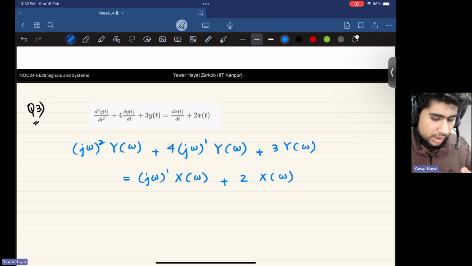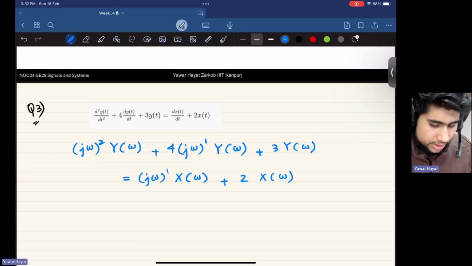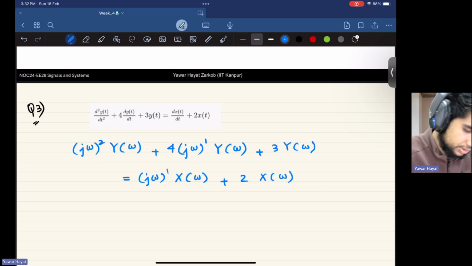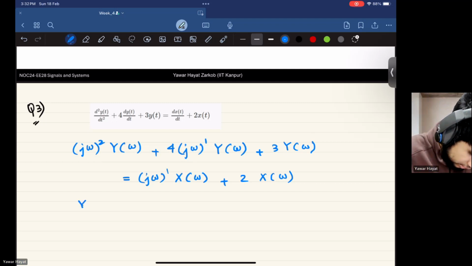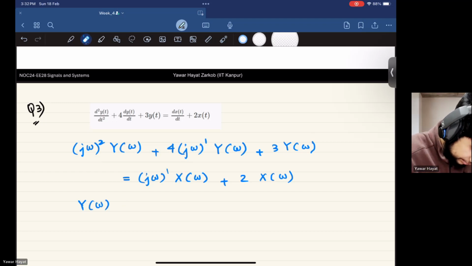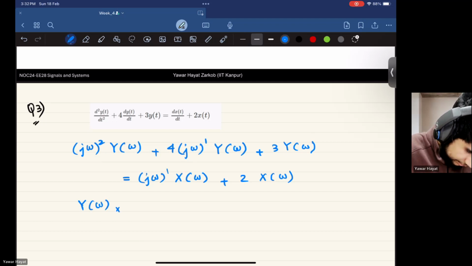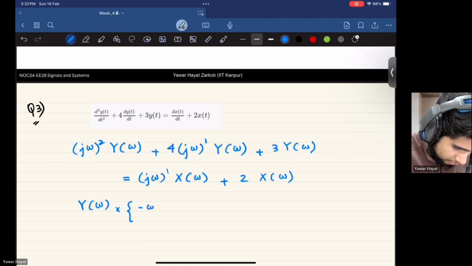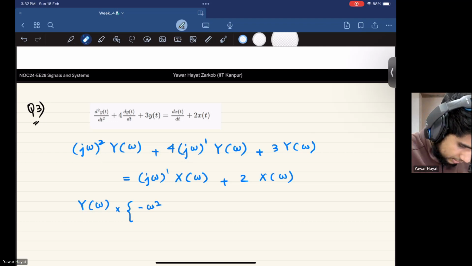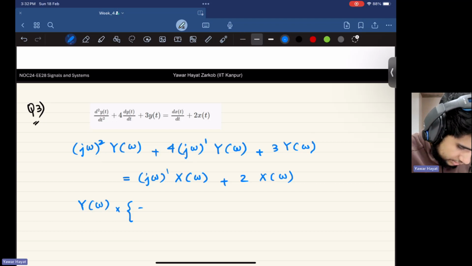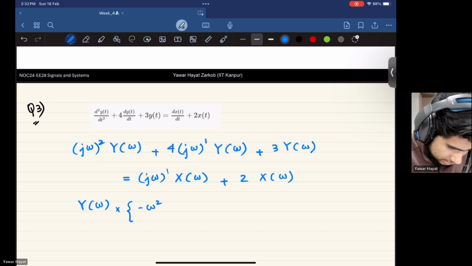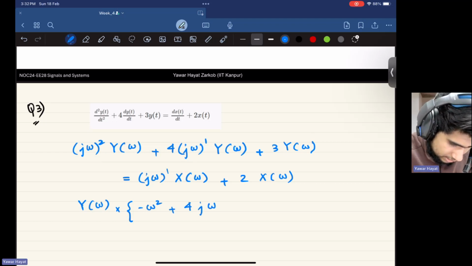Okay, now I'll take y of omega common on the left hand side and x of omega common on the right hand side. That gives me y of omega, minus omega square plus 4 j omega plus 3.